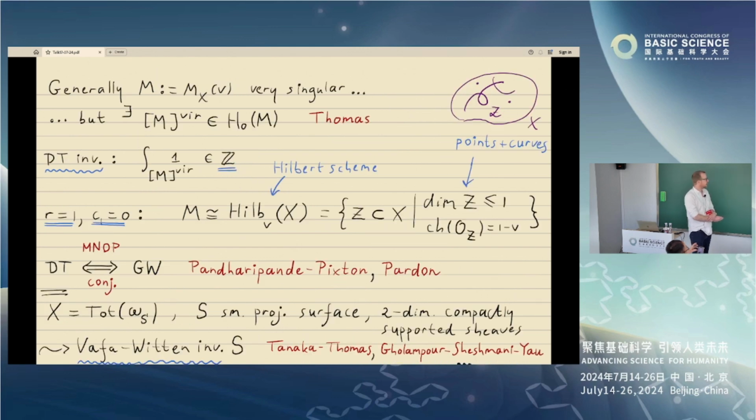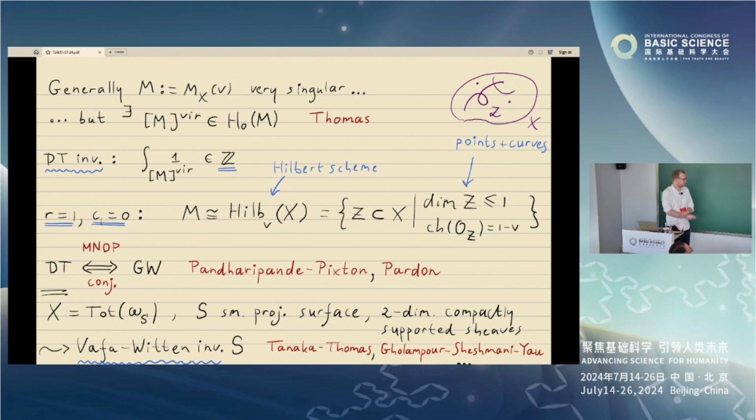Again, generally this space, let's call it M, is very singular with no good fundamental class. But it does have a virtual fundamental class constructed by Richard Thomas, which lives in homology with integer coefficients in degree 0. And then by definition, Donaldson-Thomas invariants are the degrees of these classes. And this is already very interesting when you take your rank to be 1 and the first Chern class to be 0. Then this moduli space reduces to Grothendieck's Hilbert scheme, parameterizing points and curves on X. More precisely, Z in X is a closed subscheme of dimension at most 1, and the Chern character of the structure sheaf is 1 minus v.